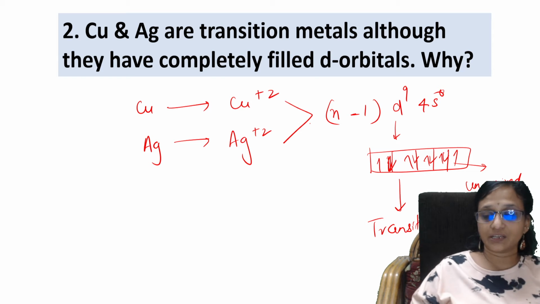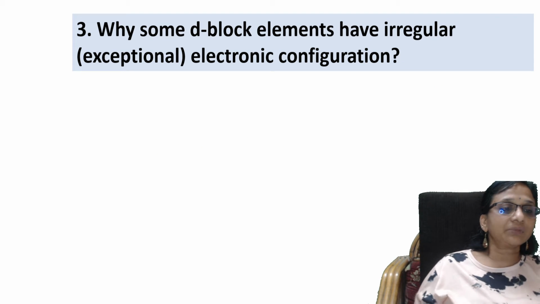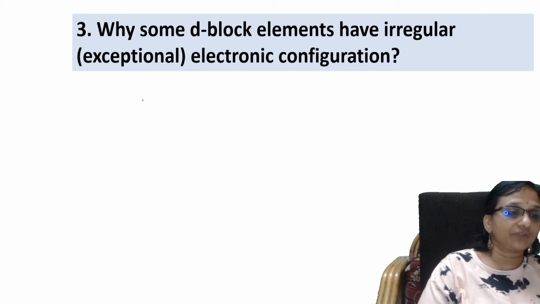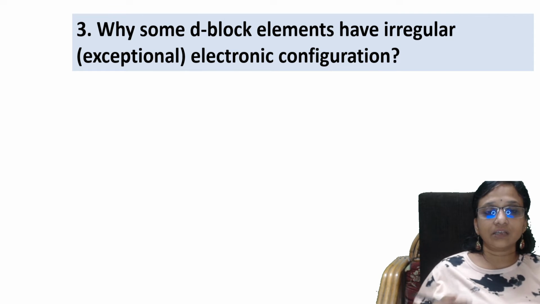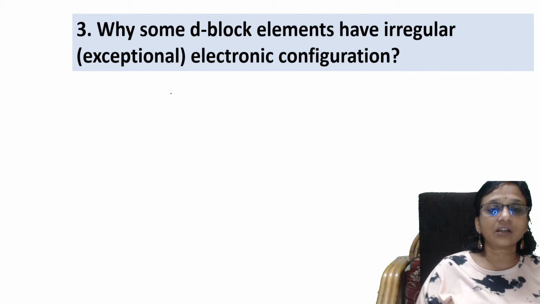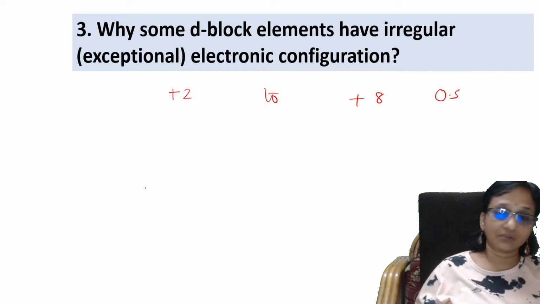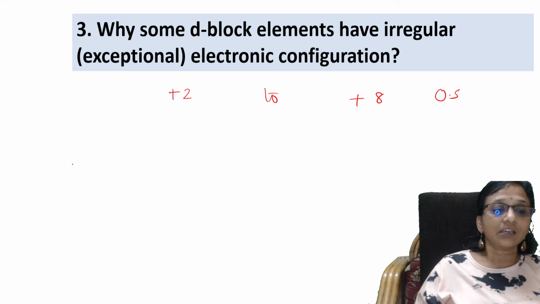Perfect. Next question. Why do some d block elements have irregular or exceptional electronic configuration? There is a lot of variation. It will start from +2, it will be +1 also, rather +2 to +8. We have a lot of variation of oxidation states. What is the reason? Yes, students, the reason is important.